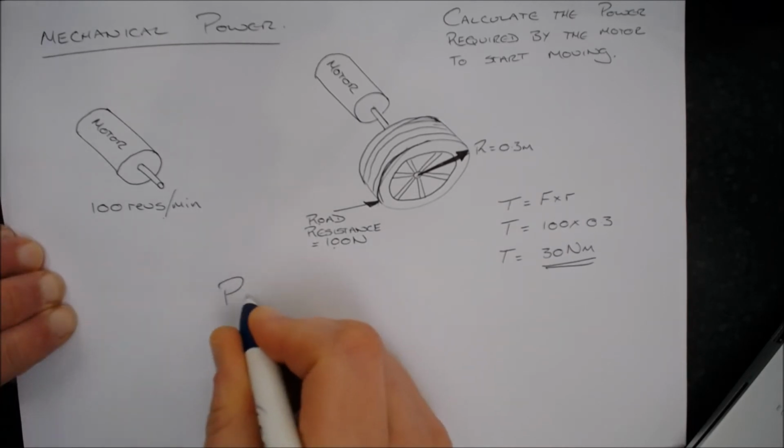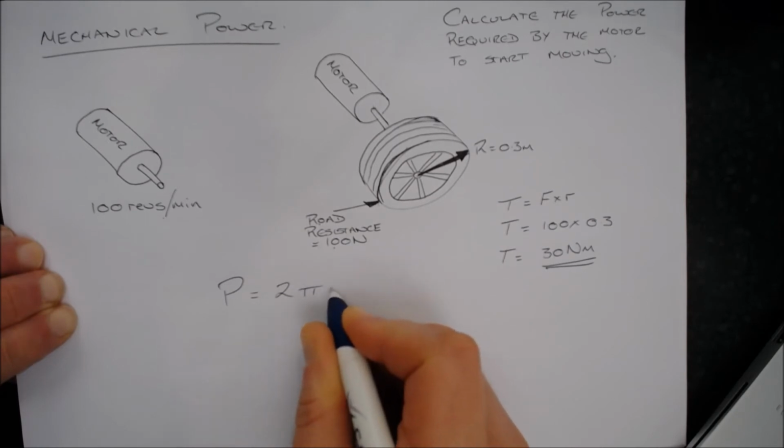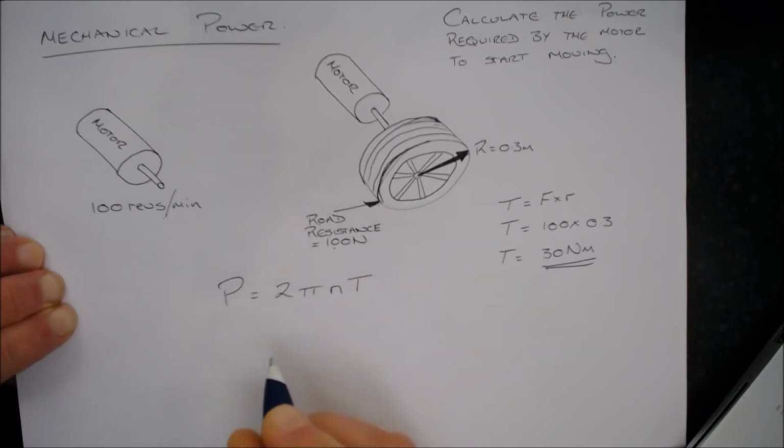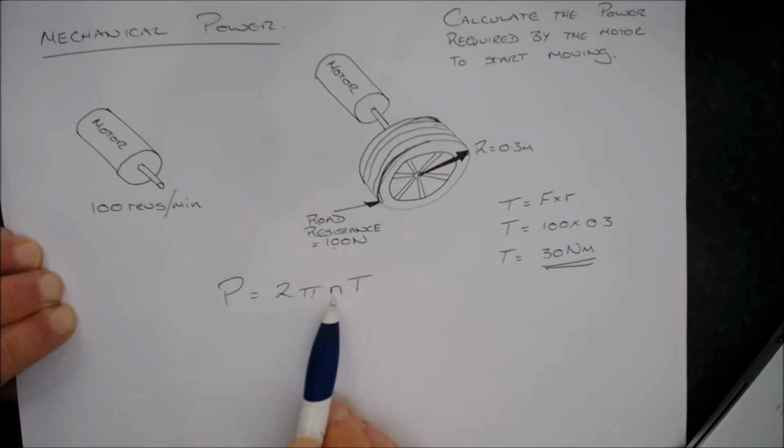So in your data booklets you have a formula of power is equal to 2 pi n T. Now just explain this for a minute. You'll know what 2 is and you'll know what pi is. N is the number of turns. Now we'll come back to that in a wee minute, and T is torque. The number of turns needs to be in seconds.